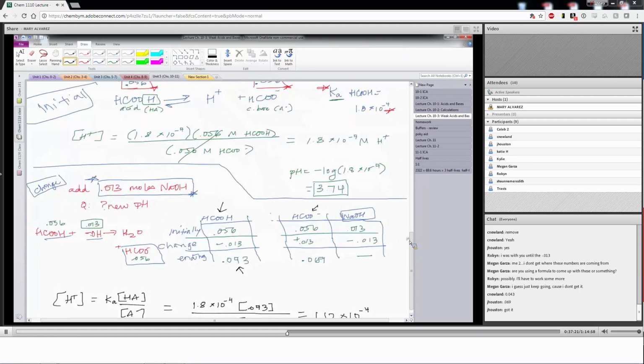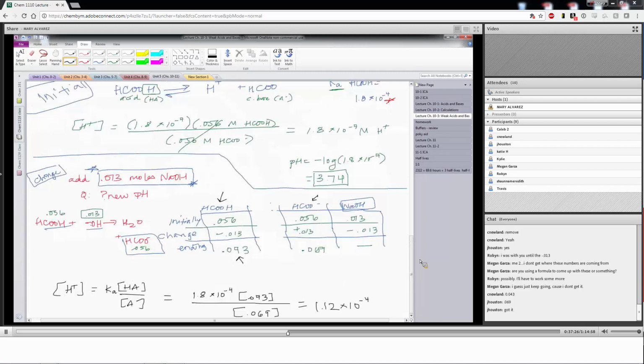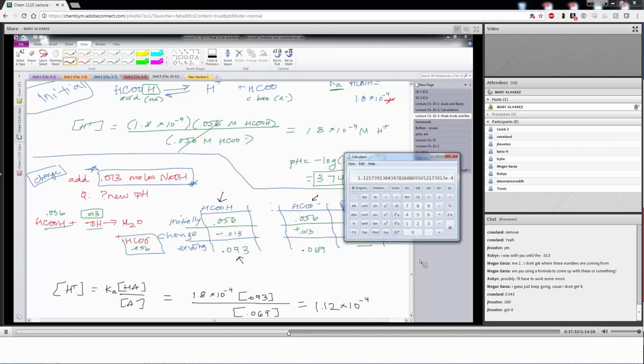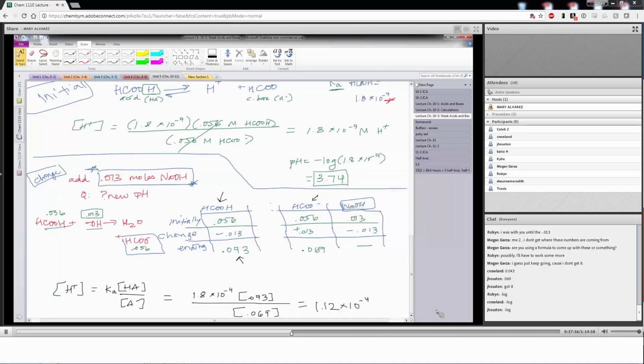Hang on a second, did I do that right? Should have done that right. Okay. Yeah, I did that right. Okay. So then now, how do we find the pH? Take the minus log of that. Perfect. Log of that, negative of that. My new pH is 3.95.